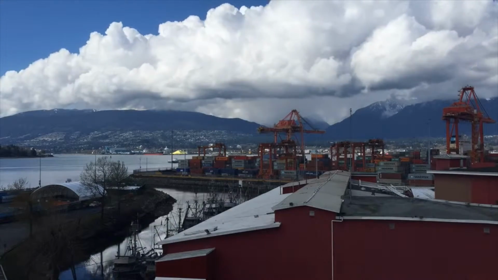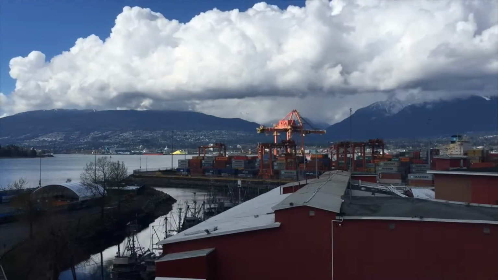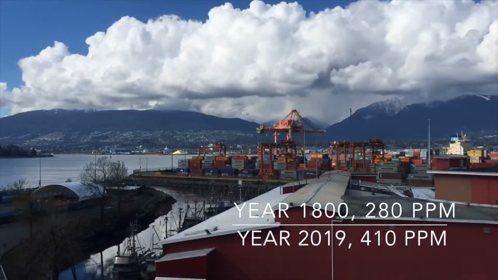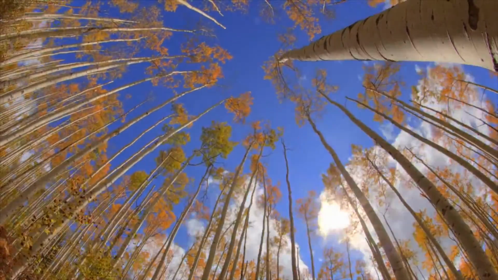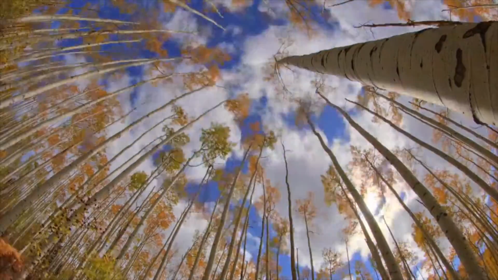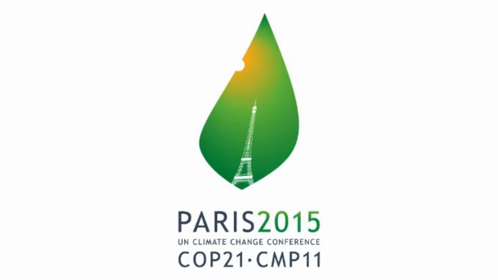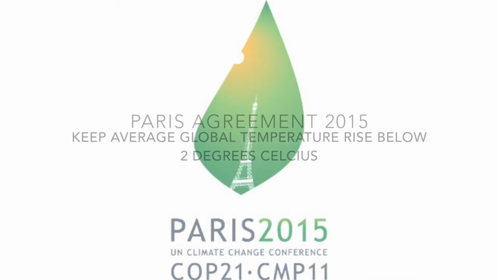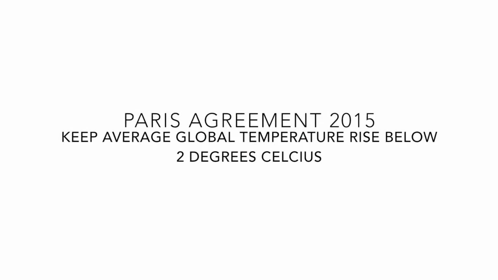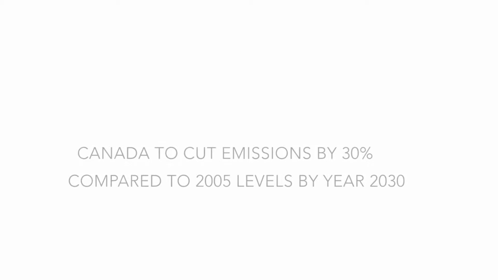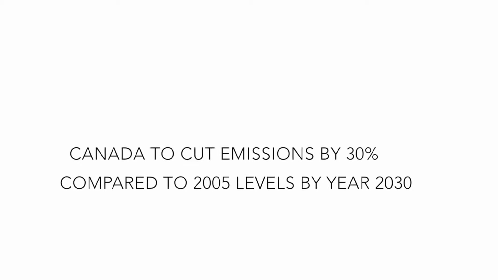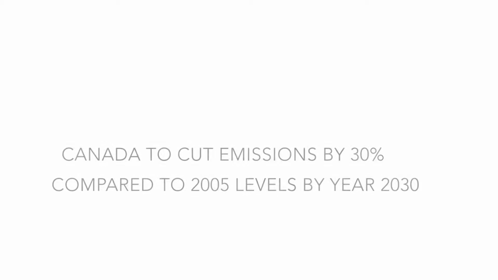Since industrialization of the modern world, humans have nearly doubled the concentration of CO2 in the Earth's atmosphere. As a result of CO2's greenhouse gas warming effects, this is causing climate change at an unprecedented rate. The Paris Agreement of December 2015 aims to limit the average global temperature increase by 2 degrees Celsius. As a part of this agreement, Canada has committed to cutting emissions by 30% from 2005 levels by 2030.